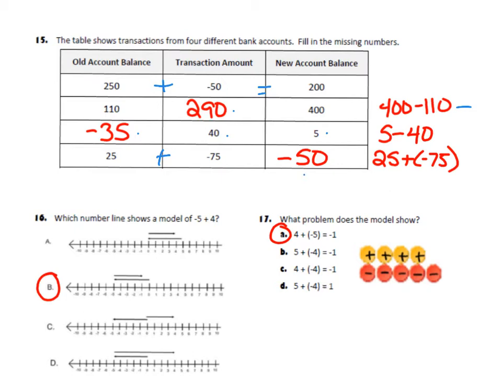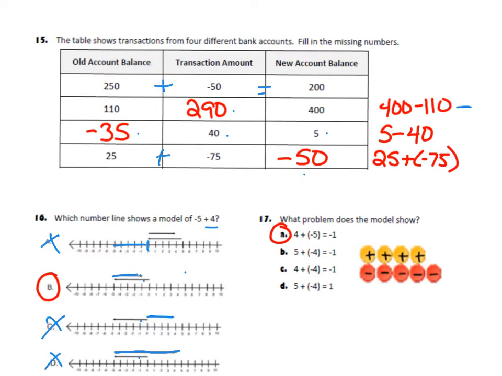Number 16, which number line shows a model of -5 plus 4? Remember, you always start at 0, and I want to go to -5. Well, this is a +5, so that one's not it. The rest of them are -5, so I know this line and this line and this line are right. But then I'm going to add 4, so I come back 4. Here I started at 0 again, definitely not that. Here I went way past 4, so it's not that. So our answer is B.